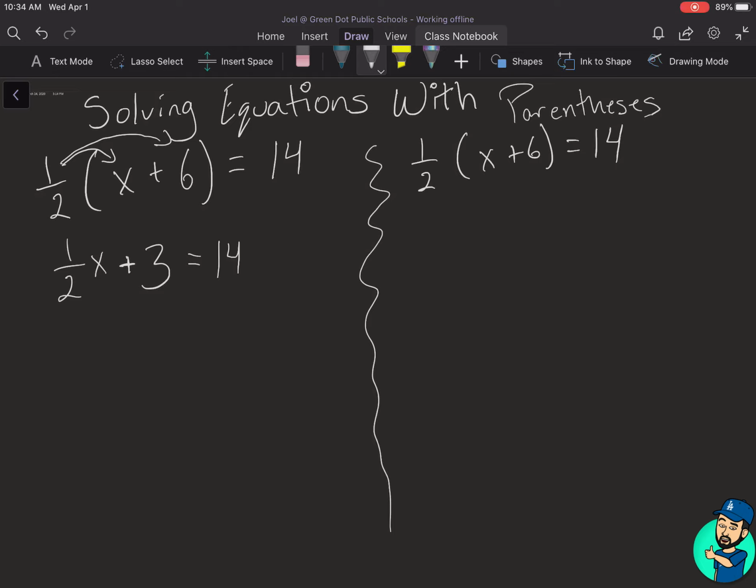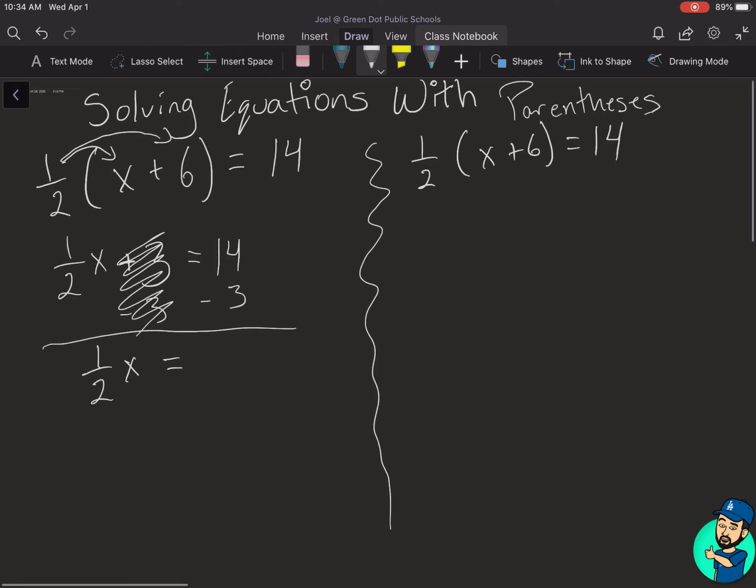Now you're trying to leave the half of x alone. Don't do anything to that yet. You have to move that positive 3 to the other side of the equal sign. What is the inverse operation of adding 3? What is the opposite of positive 3 or adding 3? Subtracting 3 or negative 3. This technically cancels out. I bring down the half of x, equal sign, and 14 minus 3 equals 11.